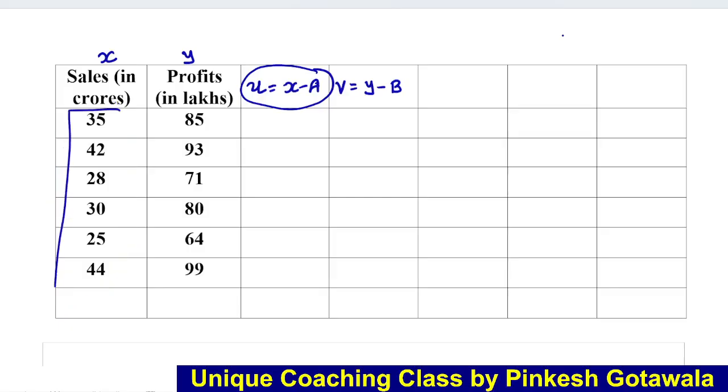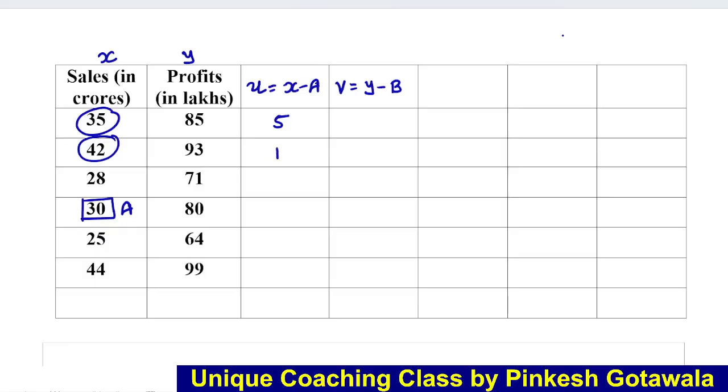So here we have to suppose any number as a. We can go with 30. Okay, let's suppose 30 as a. Now prepare this column. I think you don't need the calculator much. Let's prepare x minus a. Here x is 35, 35 minus 30, you don't need a calculator, you will get the direct answer 5. 42 minus 30, you will get 12. 28 minus 30 is minus 2. 30 minus 30 is 0. 25 minus 30 is minus 5. 44 minus 30 is 14. Okay, clear? You can do the calculation without a calculator.